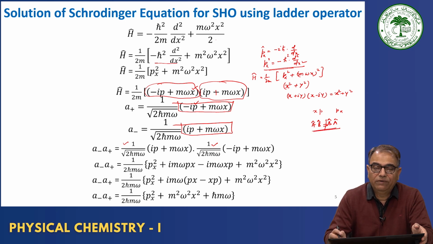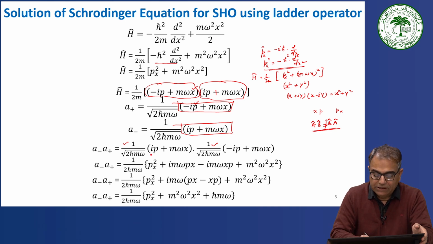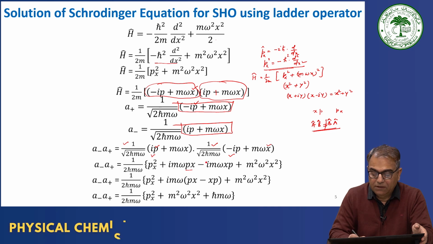So this you will always have to keep in mind. If you multiply this iP with this minus iP, what do you get? i squared will be minus, and minus times minus will be plus, so Px squared. Then you multiply iP with m omega x and you get i m omega Px. See, first P, then X, I have written Px. Then you multiply m omega x and minus iP, so it will be minus i omega x, first X, then P, so I have written XP.